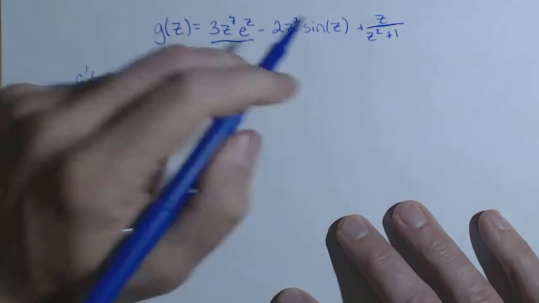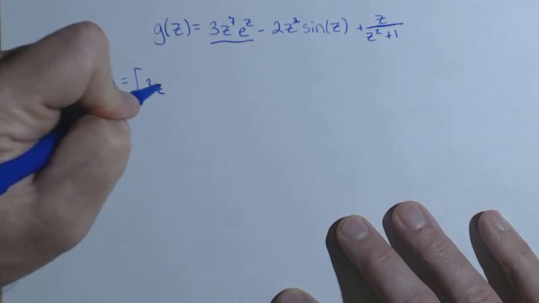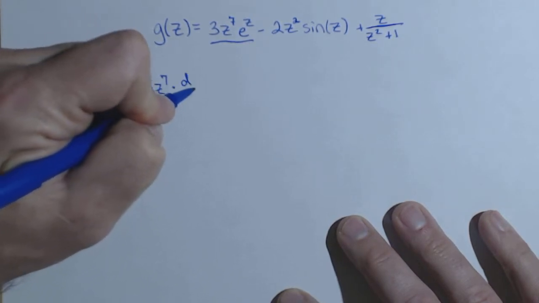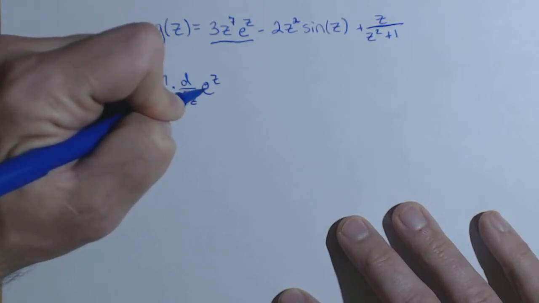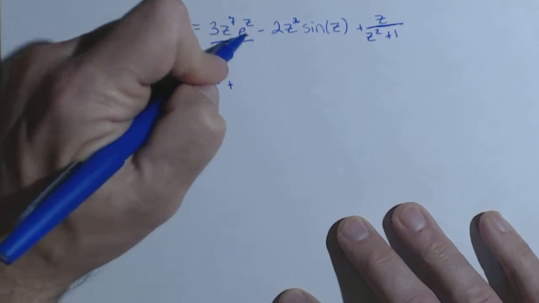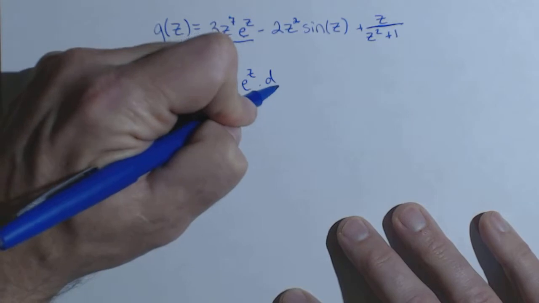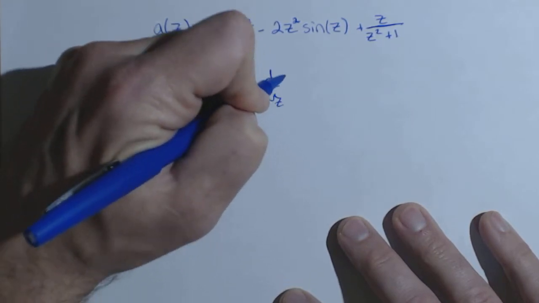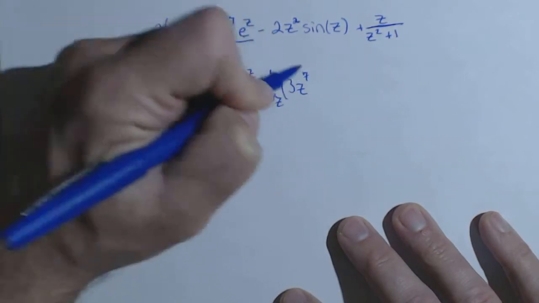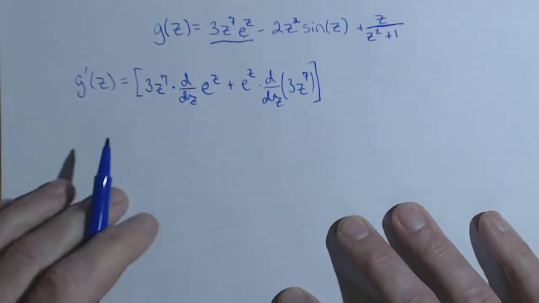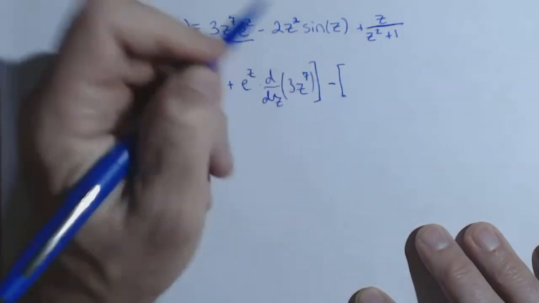And I'm going to use brackets just for each piece so you can see them. So I'm going to hold the 3z to the 7th constant times the derivative with respect to z of e to the z plus, now I'm going to hold this part constant, e to the z times the derivative with respect to z of 3z to the 7th. So that's just that first piece. This one's going to get a little long, so bear with me.